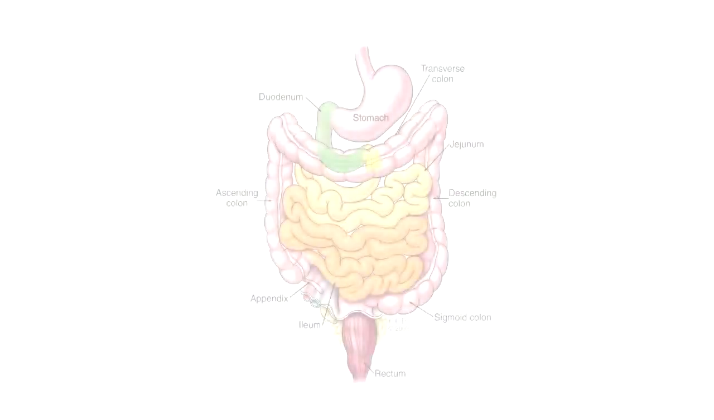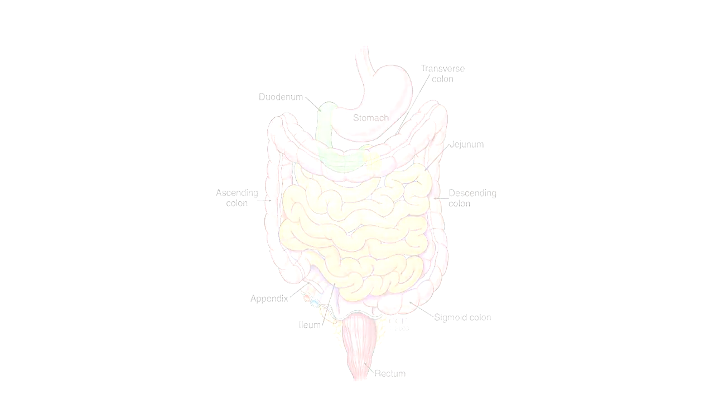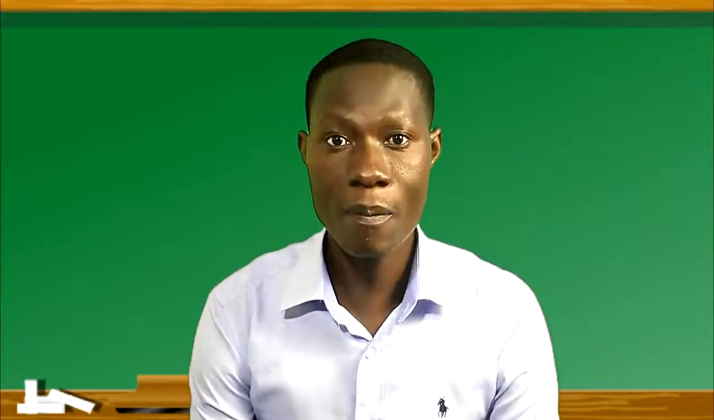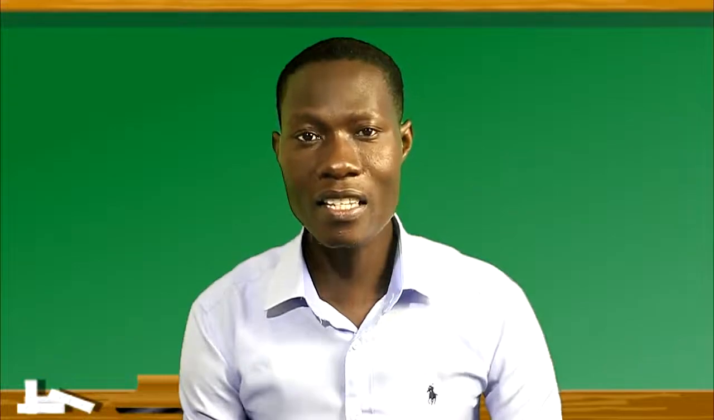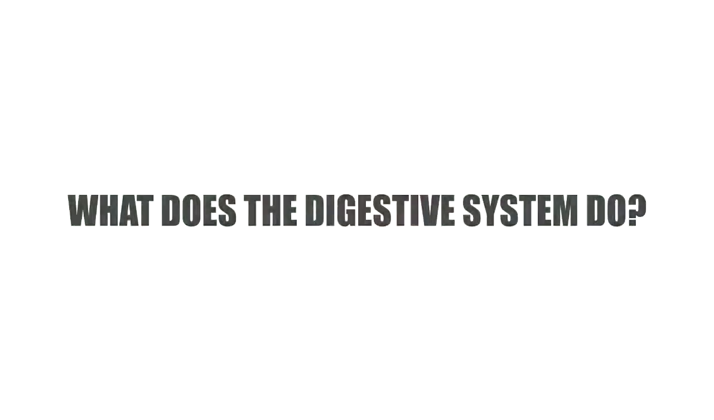stomach begins. From the stomach, we go to the small intestines. From the small intestines, we go to the large intestines. From the large intestines, we go to the rectum, and finally we go to the anus. So that is the digestive system. So what does the digestive system do?